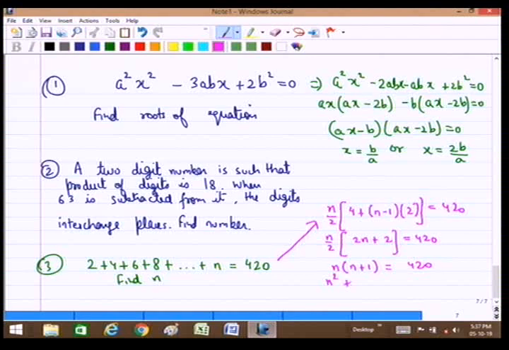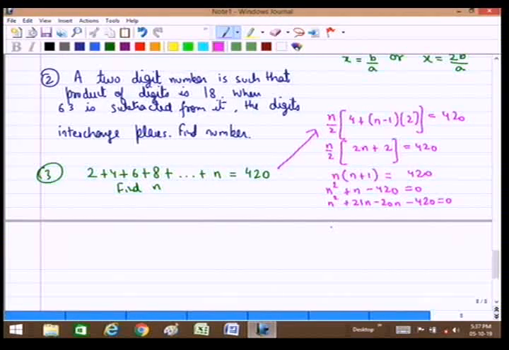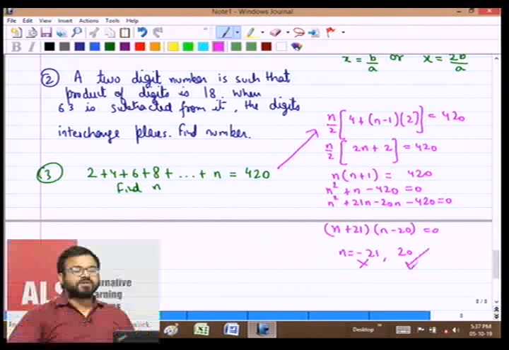So n square plus n minus 420 is equal to 0. Directly we can see two consecutive numbers we have to take. So it will be n square plus 21n minus 20n minus 420 equal to 0. From here we will get the value of n. You can factor this as (n plus 21)(n minus 20). So n is equal to minus 21 or 20. Minus 21 can't be the number of terms, so the number of terms is 20.